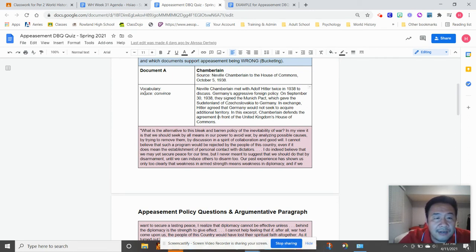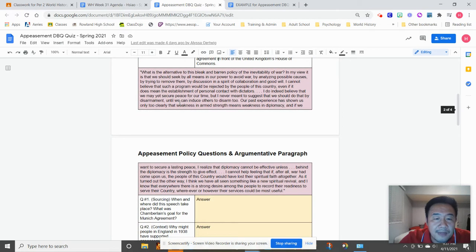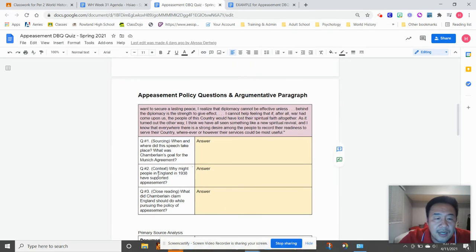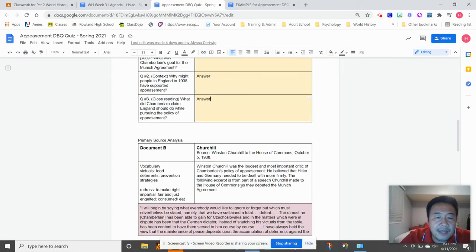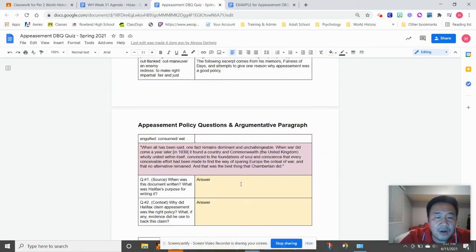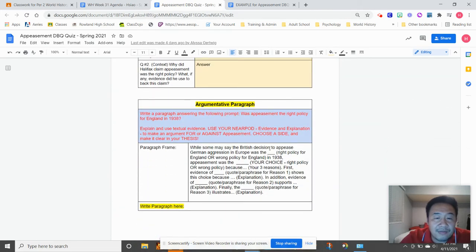You also have a vocabulary list in case you need to figure out what words mean. And then, of course, you have the 3 questions, okay? So only document E has like 2 questions, but most of them come with 3 questions, and you just answer the 3 questions here in your responses, okay? All right, so fast forwarding, going all the way to the argumentative paragraph, this is actually the most important part.